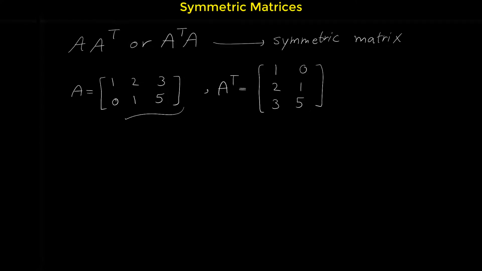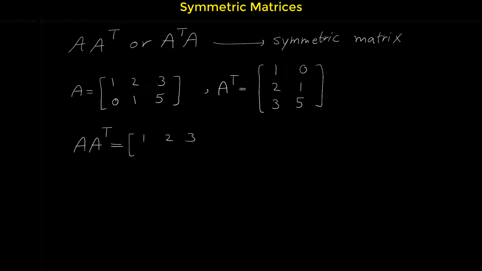Note that this is not a symmetric matrix because it's not a square, and this is not a symmetric matrix either. But when we multiply a matrix by its transpose, the result is a symmetric matrix. We can prove this mathematically, but here in this video we are not looking to prove anything. We want to learn about symmetric matrices. Let's find A times A transpose.